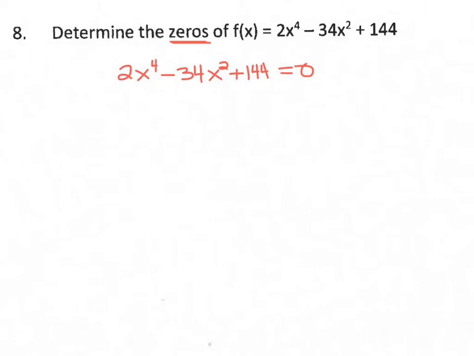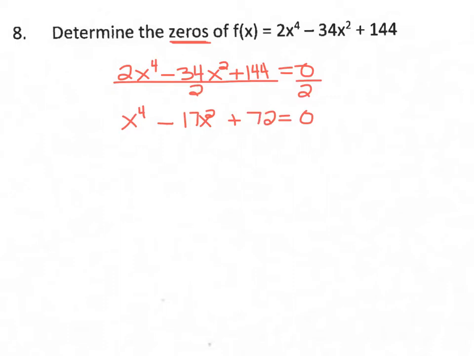Now, if we had to factor, we would factor out the greatest common factor, which is 2. But because this is an equation, rather than factoring out the greatest common factor, it makes your life a little easier just to divide both sides of the equation by that number. Remember, you can divide an equation by any number you want as long as you divide both sides of the equation by that same number. Okay, so when we do that, that leaves me with 1x to the fourth minus 17x squared plus 72 equals, and then 0 divided by 2 is just 0. Okay, so I just went through and divided everything by 2.